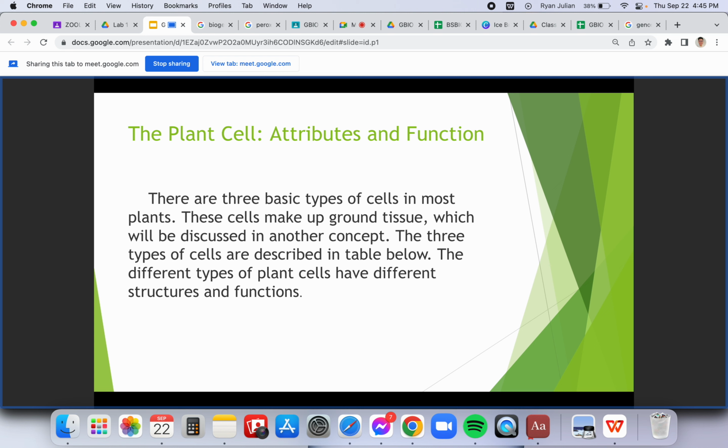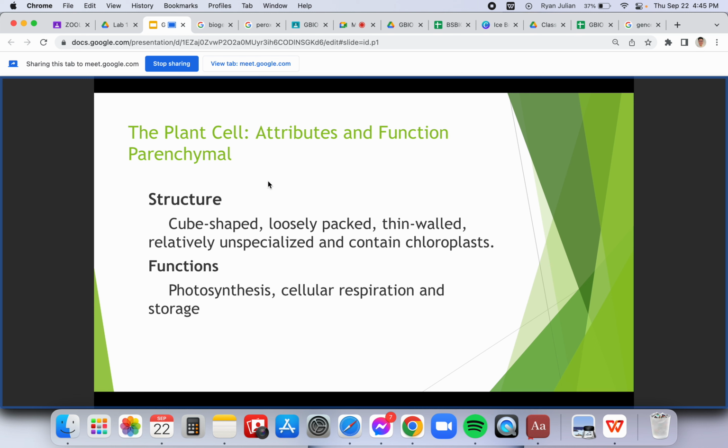These cells make up ground tissue, which will be discussed in another concept. As what I've written there, the three types of cells are described in the table I have provided below. The different types of plant cells have various structures and functions as well. Okay, for the first one, parenchymal, let's talk about its structure. Evidently, they are cube-shaped, loosely packed, thin-walled, relatively unspecialized, and contain chloroplasts.